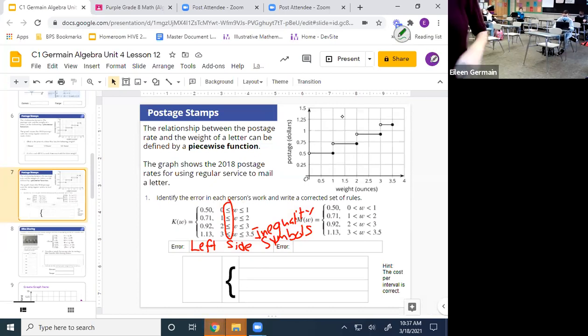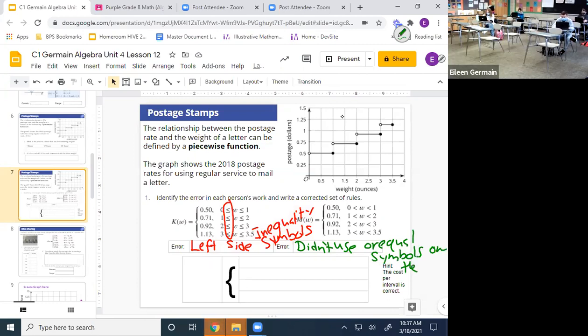And what was Mai's error? Max? That she didn't put or equal to. That she didn't use or equal to inequality symbols on the right side. Did anybody have any different errors that they thought there might have been? Anybody have any different things that they noticed?